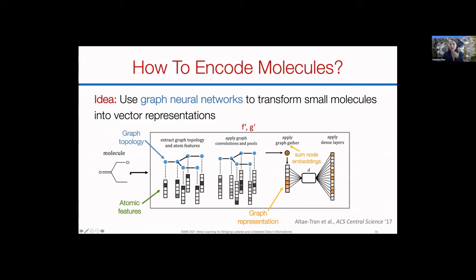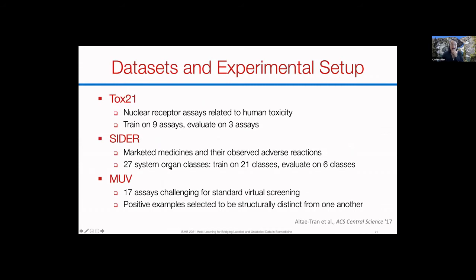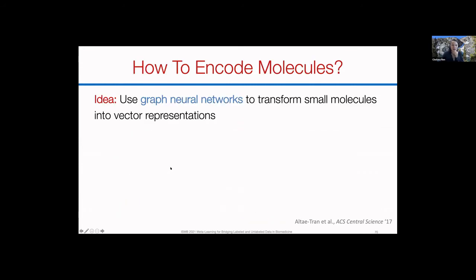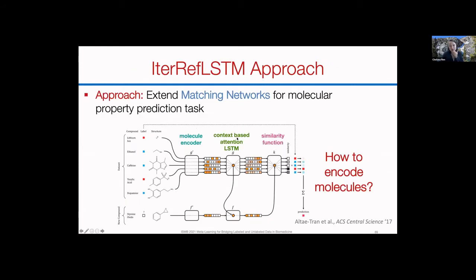Okay, so this is this molecular encoding function. And to summarize the approach again, once we have this molecular encoder, we apply a context LSTM and the similarity function to actually predict the property of the molecule with these small amounts of data.